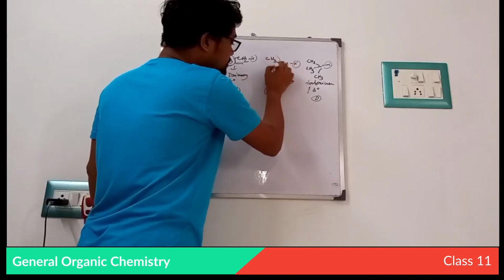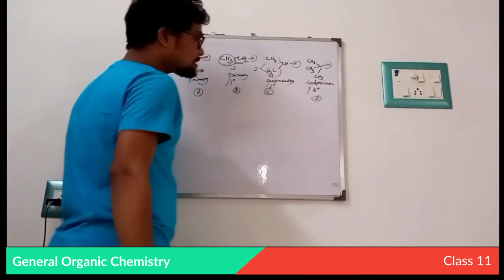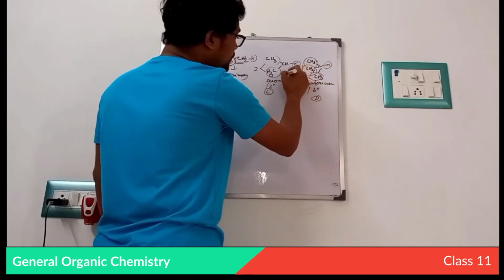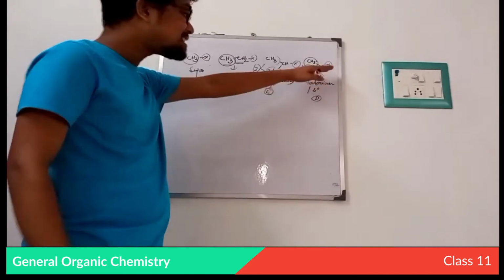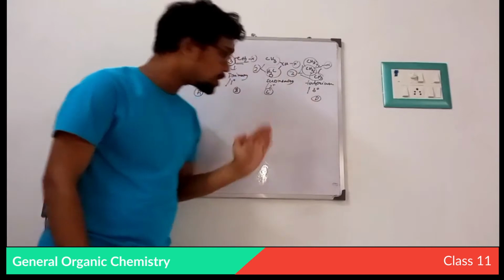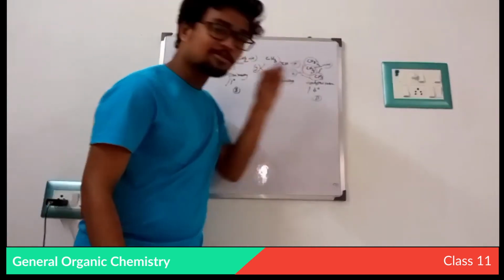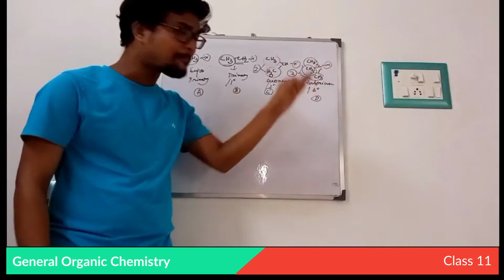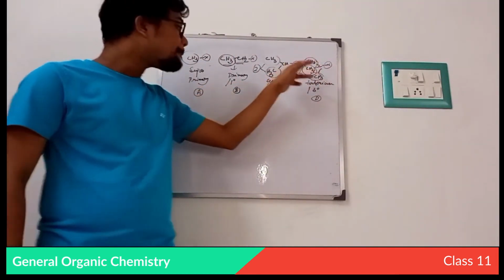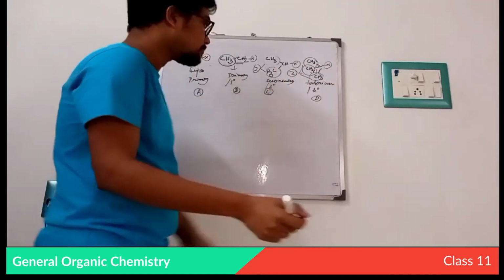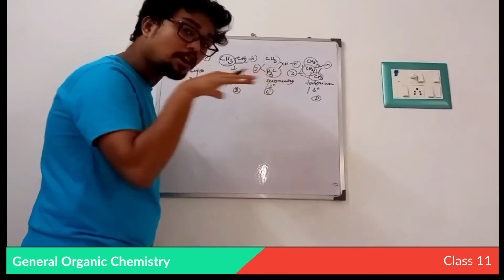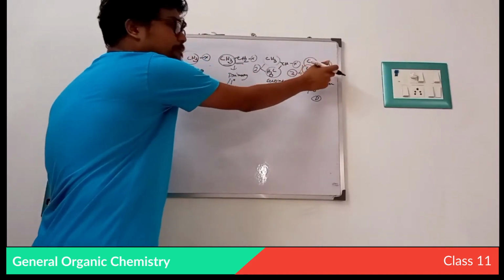Here 2 CH3 are present, and here 3 CH3 are present. So the maximum number of alkyl groups is present in this tertiary group. So this tertiary group donates the maximum electron density towards X. That is why this is maximum, or higher, in plus I effect. What does plus I effect mean? Plus I effect means the donation of electron pair. In this case, the donation of electron pair is maximum.